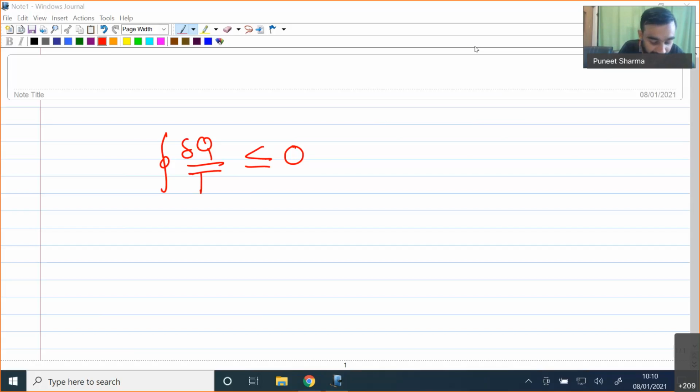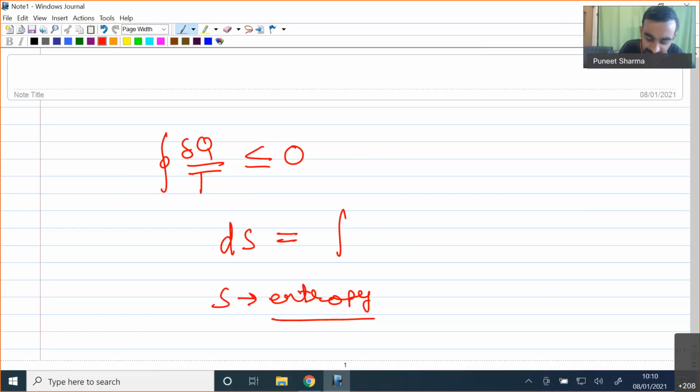Then this particular inequality has given origination to one very important property, and that important property we call S, which is nothing but the entropy of the system. So dS, we have seen, is equal to the cyclic integral of del Q by T.